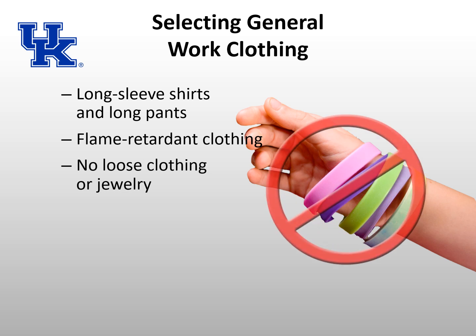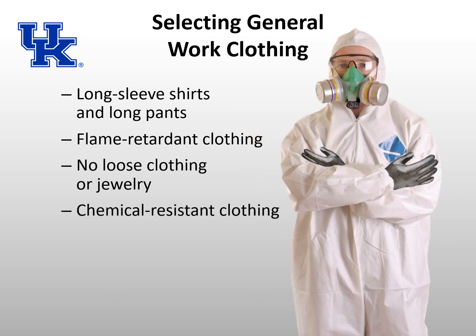Loose clothing and jewelry should not be worn if you're exposed to moving machinery. Long hair should be tied back, even long beards. The machinery might grab a loose sleeve, ties, lapels, cuffs, hair, bracelets, or rings, and pull that body part into the machine. Finally, chemical-resistant clothing provides protection against the specific materials being used.